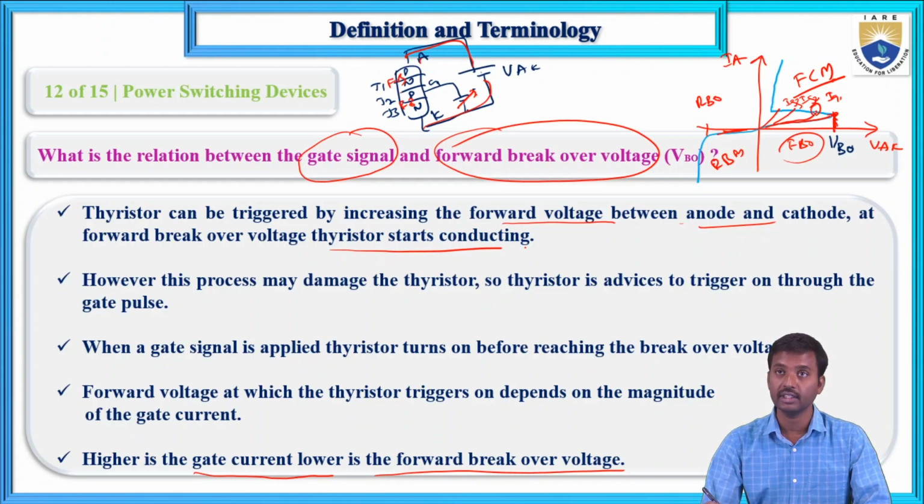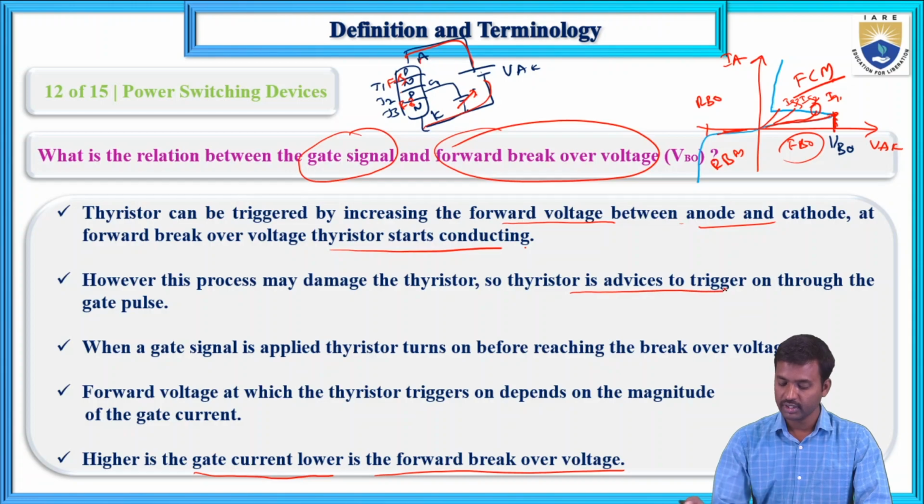So the gate current signal given to this one is the best method. The thyristor is advised to be triggered on through the gate pulse. So this method is better. In this way also, if the anode voltage is greater than VBO, then we can turn on the thyristor. The thyristor comes from forward blocking mode to the forward conducting mode. But here, if you do that, it is not safe. But if you give the gate current, that is the advisable method.